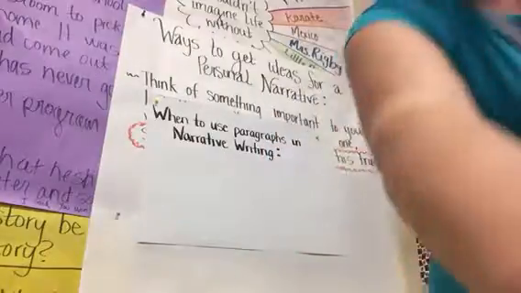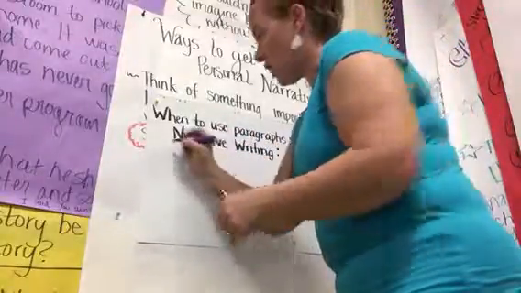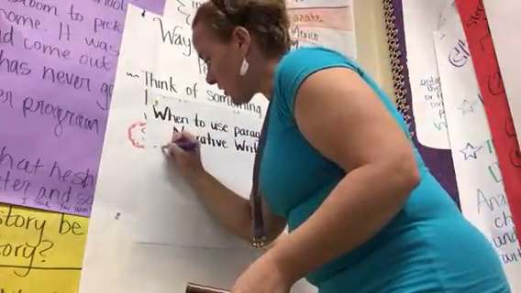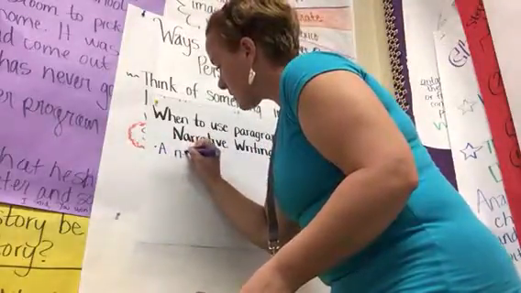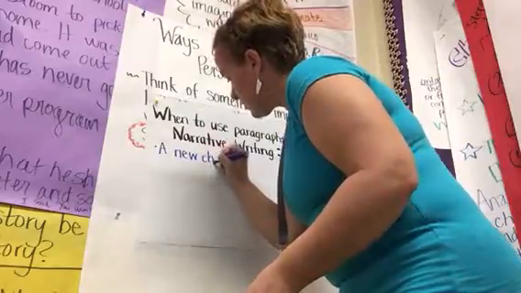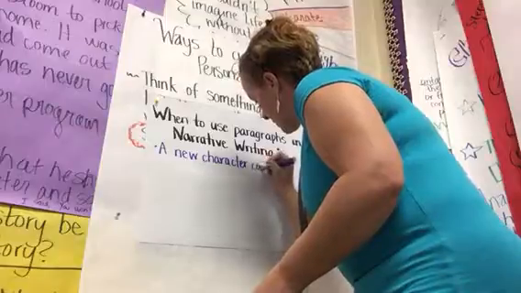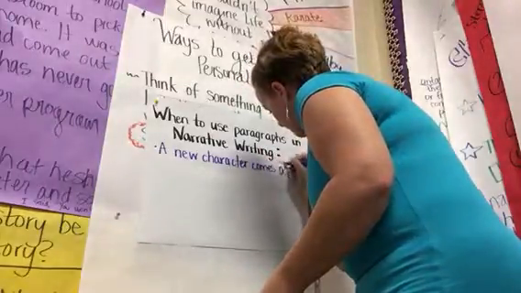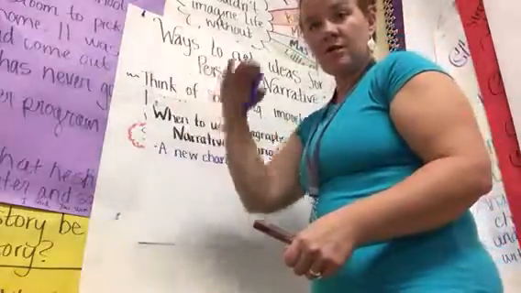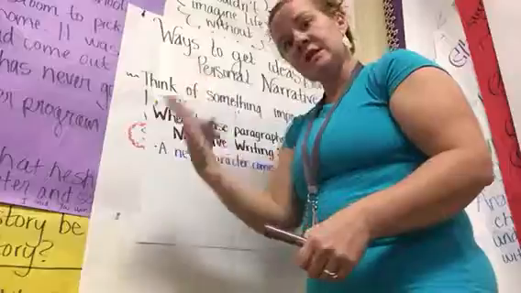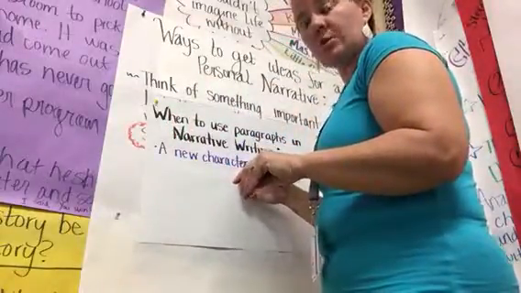Well, one of the times that we use a new paragraph is when a new character comes along. So if you're introducing a new character, you get a new paragraph. So when a new character comes along, that means that we move down a new line and we indent 2 finger spaces, and then we have our new paragraph that our new character is a part of.